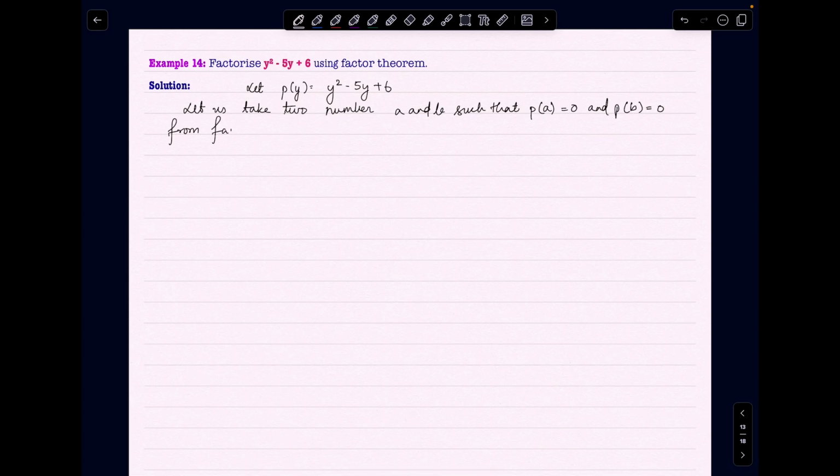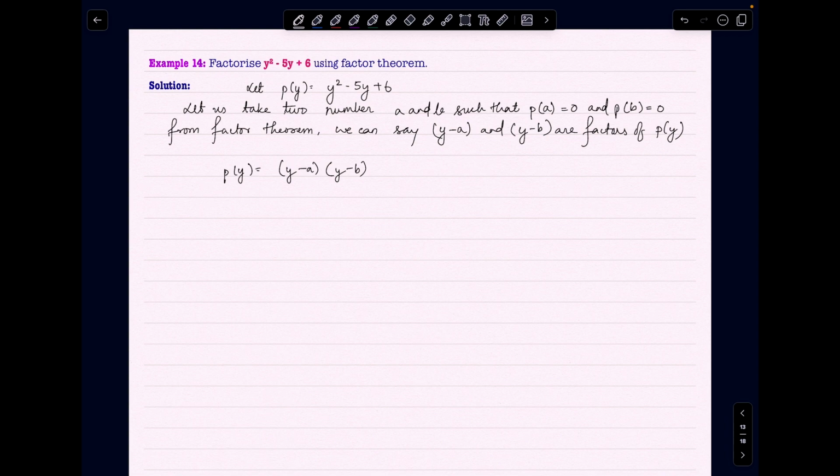Okay, from factor theorem we can say that y minus a and y minus b are factors of p of y. Got my point? If you take 2 numbers a and b such that p of a equals 0 and p of b equals 0, then from factor theorem we can say that y minus a and y minus b are factors of p of y. If so, we can write p of y equals (y minus a) into (y minus b).